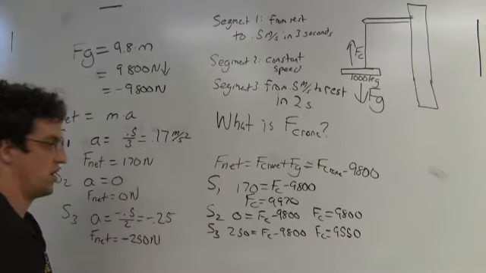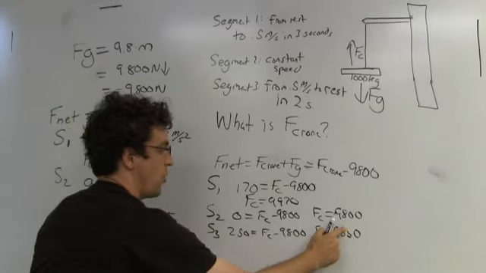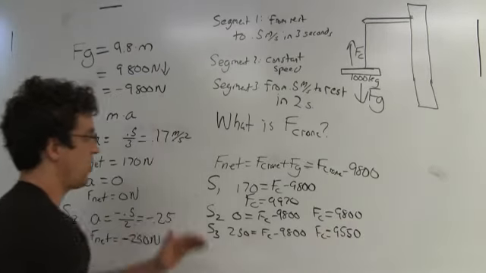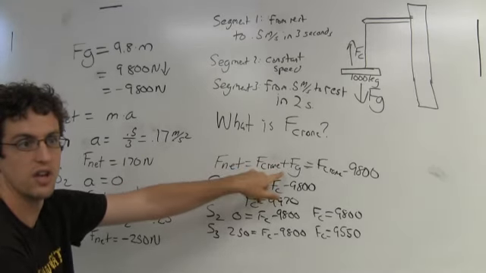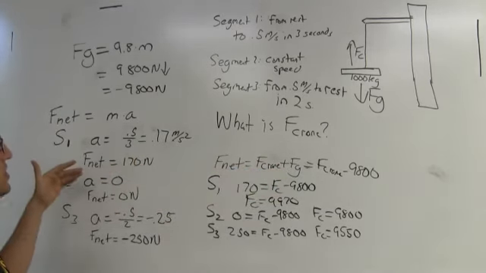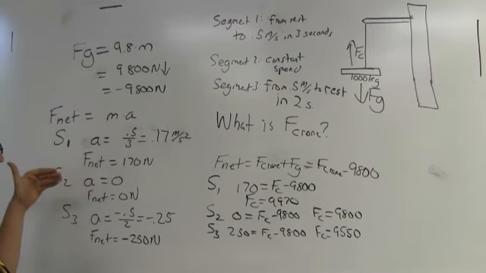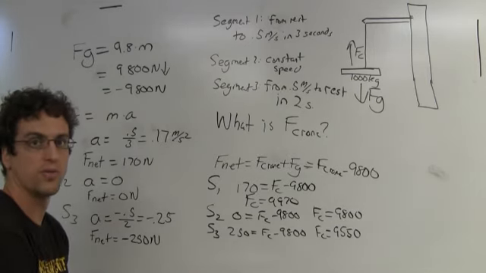Okay? So again, all we've done here is say that F net is equal to the sum of all of our forces. We've combined that with the accelerations that we found with kinematics, and then we're able to solve for one of the individual forces on its own.